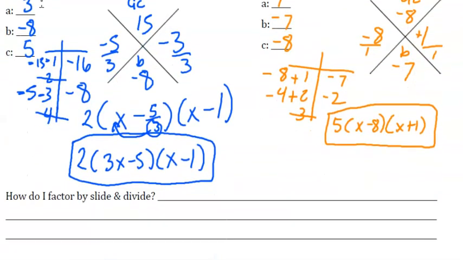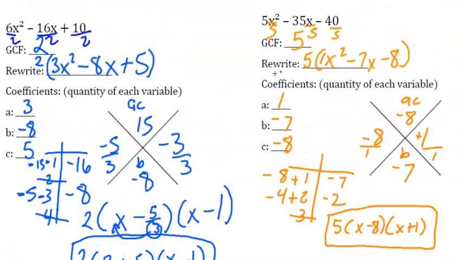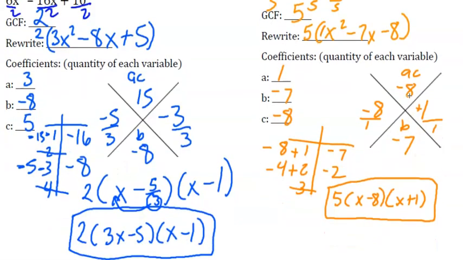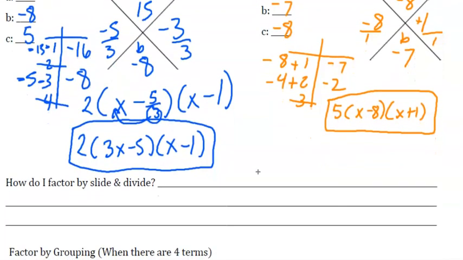Before you go to the next page, reflect on what you did here. How do I factor by slide and divide? Describe the method that we used here. We find the greatest common factor, rewriting, identify the coefficients, doing the x, finding the two special numbers, simplifying and sliding them if needed.